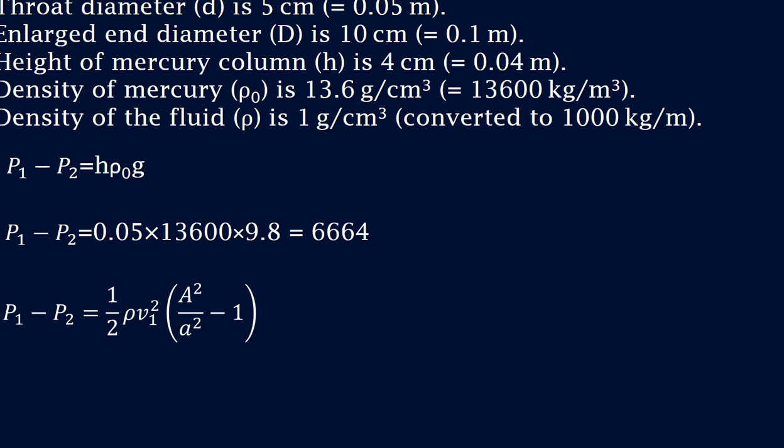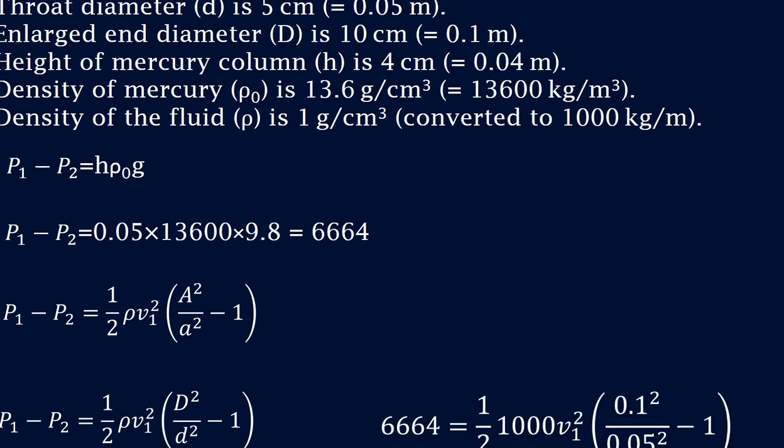From the equation for the Venturimeter, P1 - P2 = (1/2) rho V1^2 (A^2/a^2 - 1). Since the area of a circular cross section is given by pi d^2/4, our above equation turns out to be P1 - P2 = (1/2) rho V1^2 (D^2/d^2 - 1). So 6,664 = (1/2) x 1000 x V1^2 x (0.1^2/0.05^2 - 1).